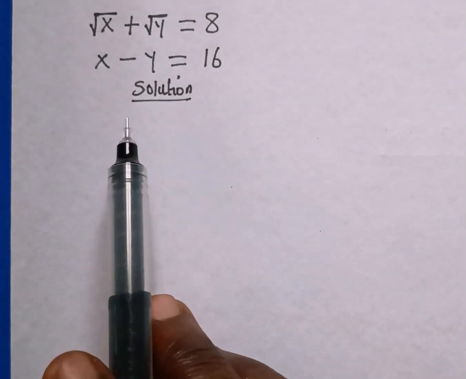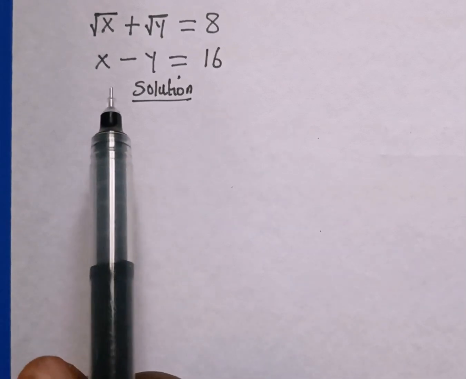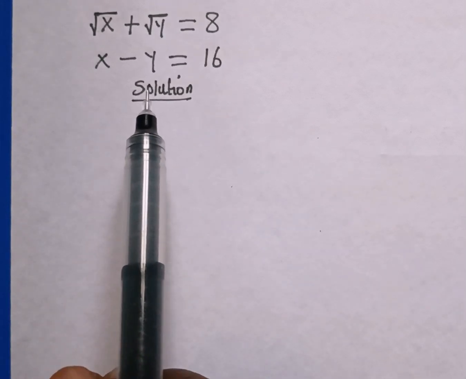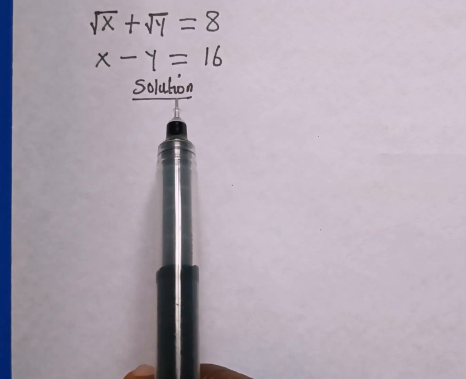We're going to solve for the value of x and y simultaneously from these two given equations. The first equation we are given is square root of x plus square root of y is equal to 8, and the second equation is x minus y is equal to 16.